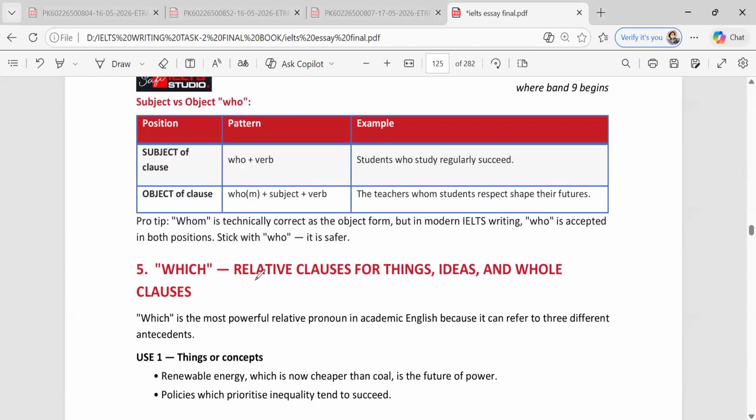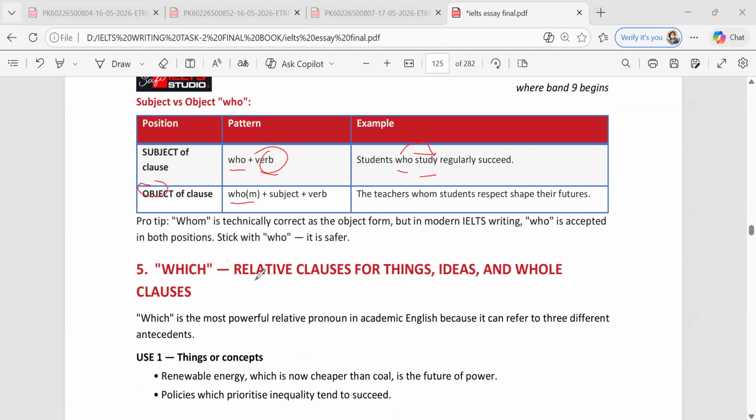And if you want to know about this, you can use the structure. First of all, subject of clause: who plus verb. Now, this is who plus verb. Can you see who study? So after who, we straight away use what? Verb.